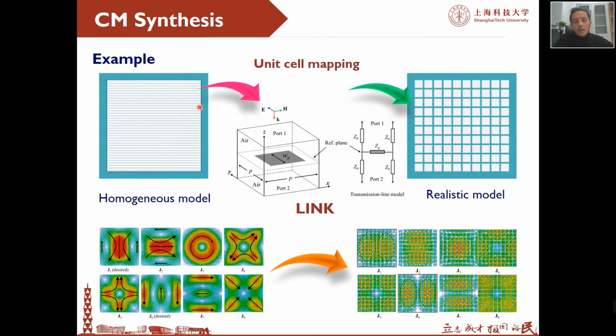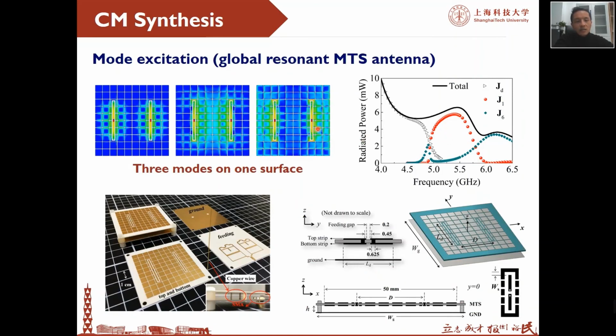And then the contribution is that later on, we don't have to have this realistic model when we try out different excitation schemes. We can just do the excitation based on the ideal sheet in order to reduce the calculation time and the design difficulties. Only when we succeed on the homogeneous model, then we apply the same excitation method to a realistic model to improve the design efficiency and also the success rate.